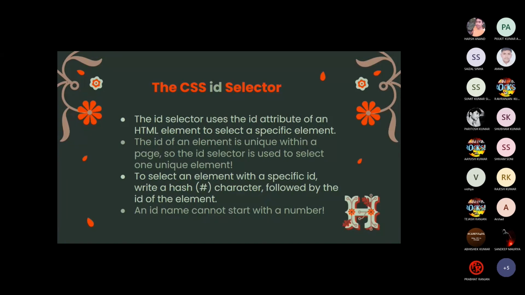So to select an element with a specific ID. What if I have given an ID to a paragraph tag, such as id equals para1? How will I select that ID? In the case of tags, we were writing directly a body tag, selecting directly the h1 tag, directly the p tag. But how do we select that? We will select that with a hashtag character. In the next slide, I'll show you how to do that.